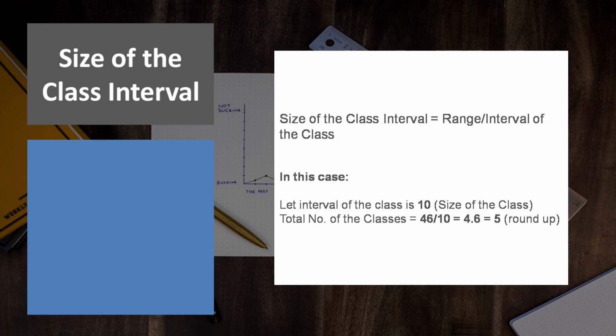So 4.6 is in decimal terms, so you have to round it off. That means 5, since 0.6 is more than 0.5. So that is why a total of 5 classes will be there. You have to round it up.